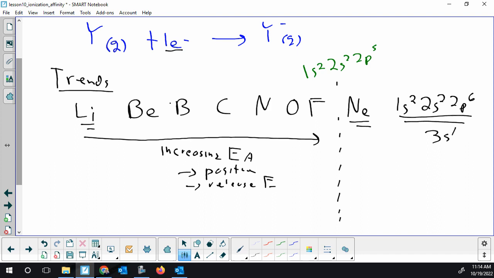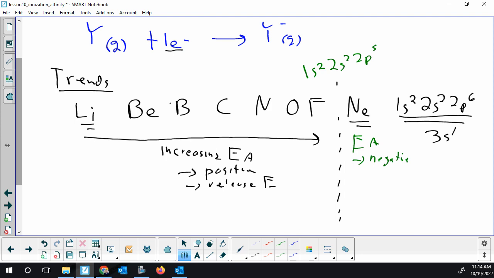It'd have to go to a bigger energy level, and the electron affinity flips to be negative. It does not want an electron. You have to force it in, force it into that higher energy level.